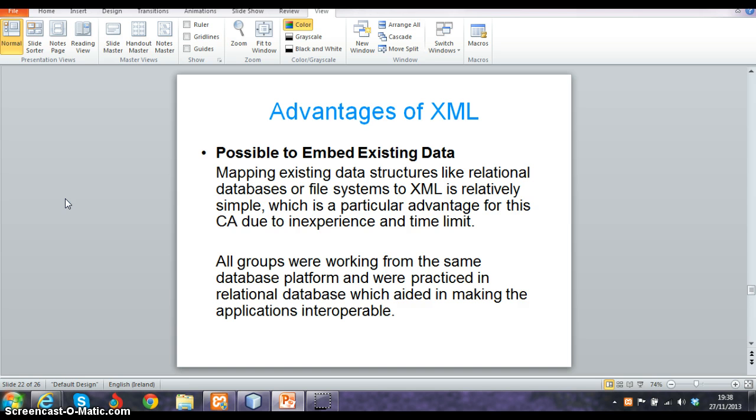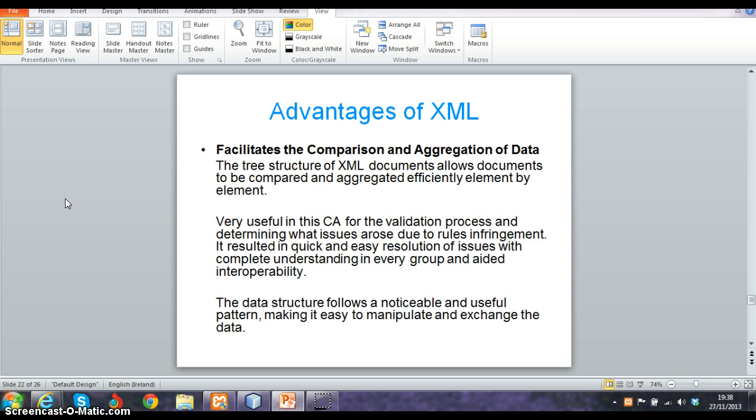It's possible to embed existing data. Mapping existing data structures like relational databases or file systems to XML is relatively simple, and this is particularly, again, advantageous for us due to our inexperience and time limit in the level of learning required for the assignment. All groups work from the same database platform, which made it easy to exchange information and knowledge. It facilitates the comparison and the aggregation of data.